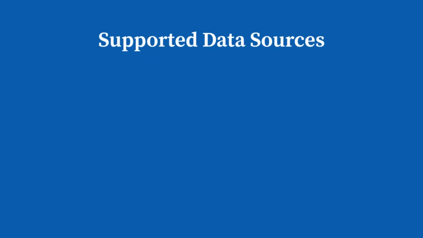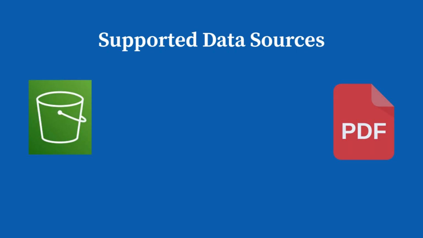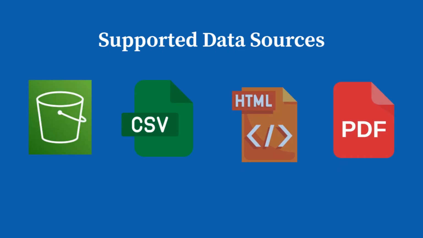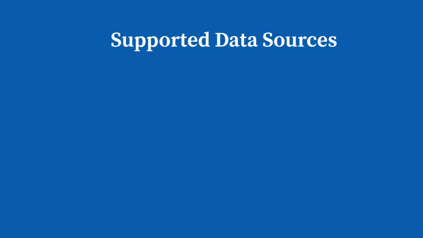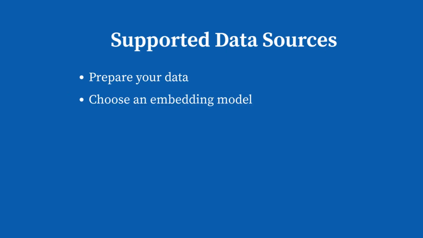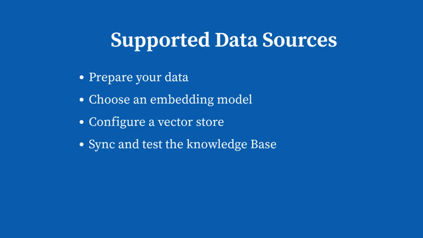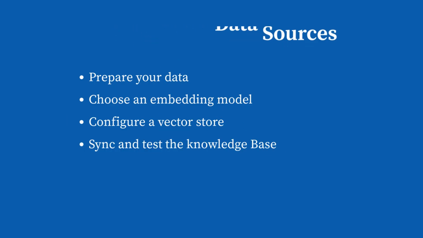AWS Bedrock Knowledge Base supports data from Amazon S3: PDF, text, CSV, HTML files, web content, and enterprise documentation. Creating a knowledge base involves four main steps: prepare your data, choose an embedding model, configure a vector store, and sync and test the knowledge base. Now let's go and create a knowledge base using the Amazon Console.